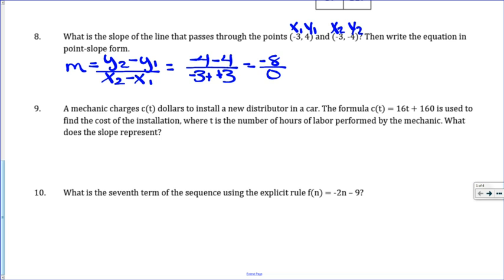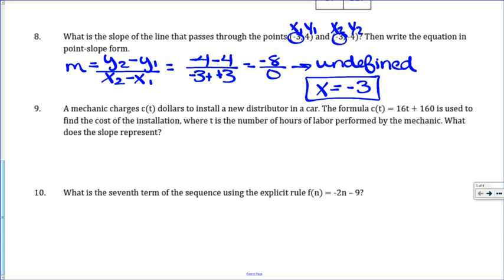Now we know in math we cannot divide by 0. So this tells us our slope is undefined. So with an undefined slope, we write the equation as x equals, because we know it's a vertical line, and then whatever our x-coordinate is. So this time, our x-coordinate is negative 3, so x equals negative 3 would be our equation for that line.